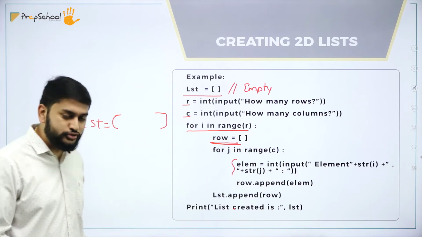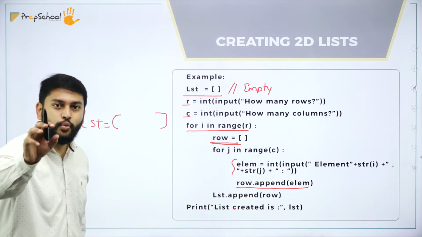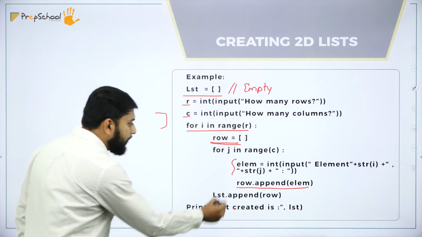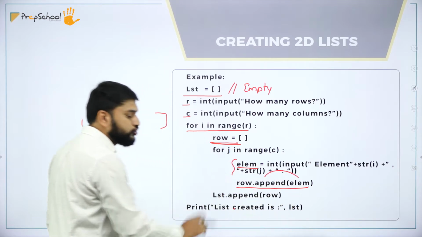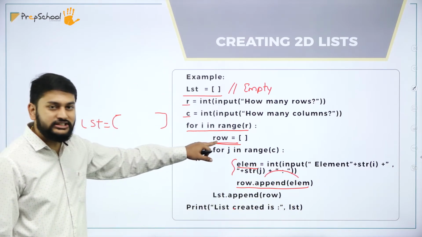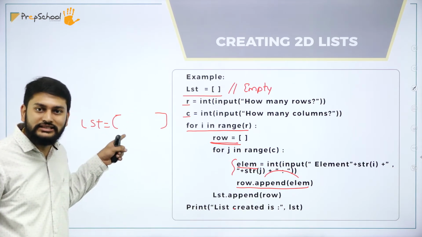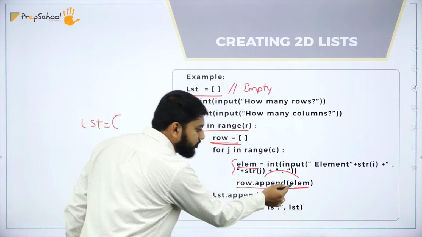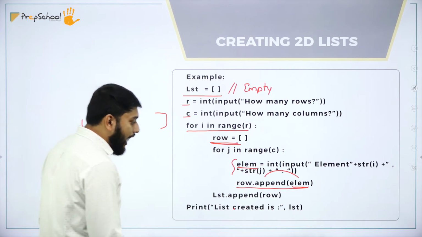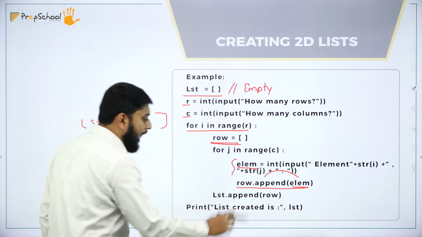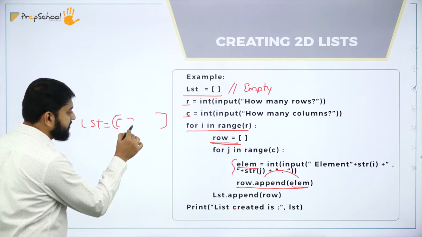So fine. I've taken the input from the user again. I'm using append function. Whatever the value that I am taking from the user, I am storing it in a variable called ELEM. And I'm appending those values to this row. Fine. So this inside list, whatever I have created, I have not placed it inside LST. So first I am adding all those elements into ELEM. Those elements, whatever I have, I'm just adding into this row. So fine. After that, I will come out of this loop and then I will add it to this LST.